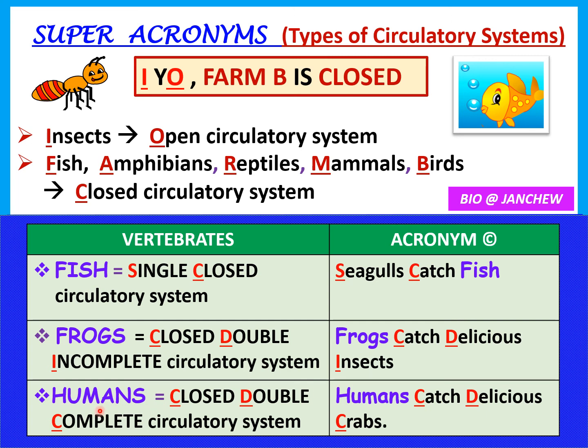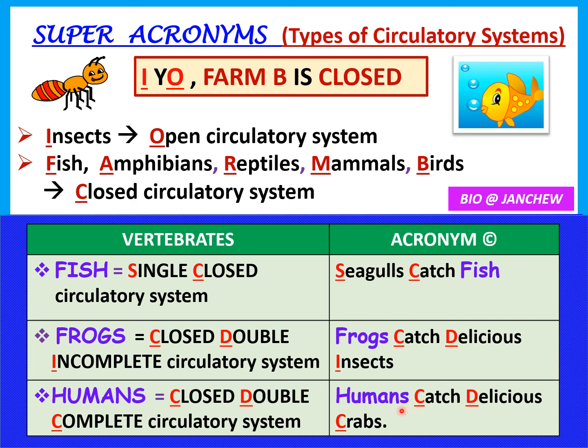Okay, the last one, humans have the closed double complete circulatory system, so it's CDC. So humans catch delicious crabs. Okay, closed, double, and complete circulatory system. All the C's are for catch.